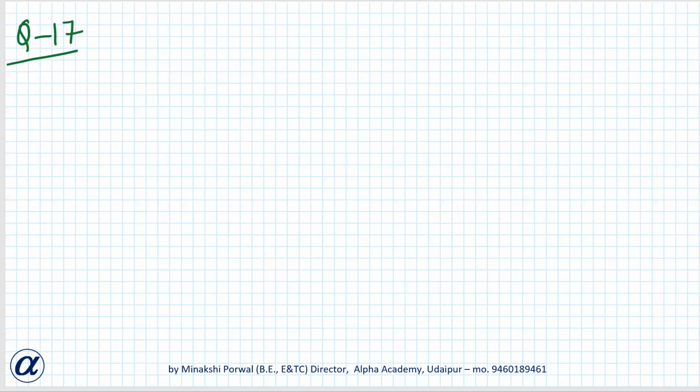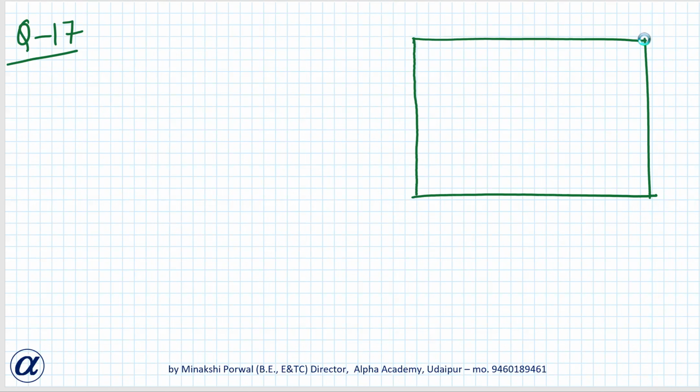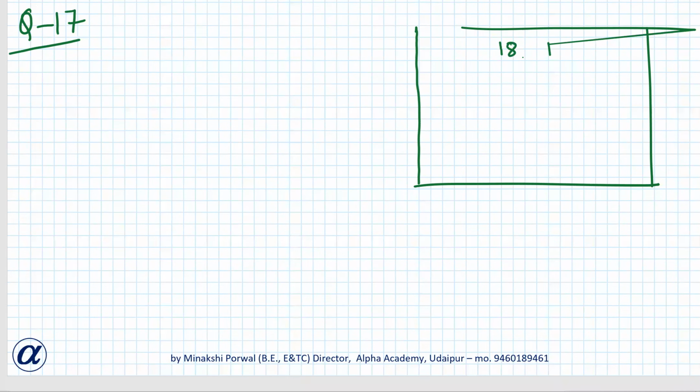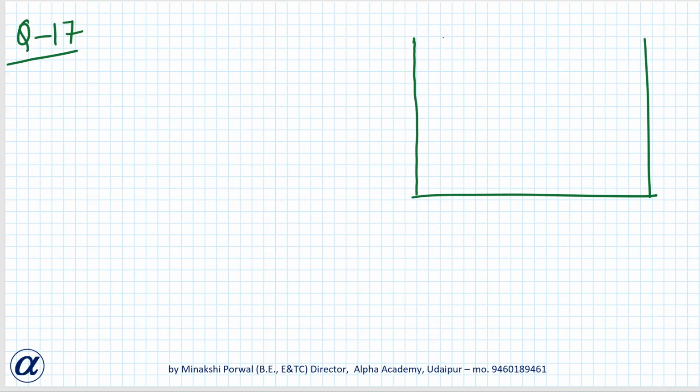Okay, the question, first of all, it's very important to understand the question. There is a square tin. Okay, this way a square piece of tin is there. Its dimensions are 18 cross 18. Okay, so basically this is 18. This distance is 18 and this is also 18.